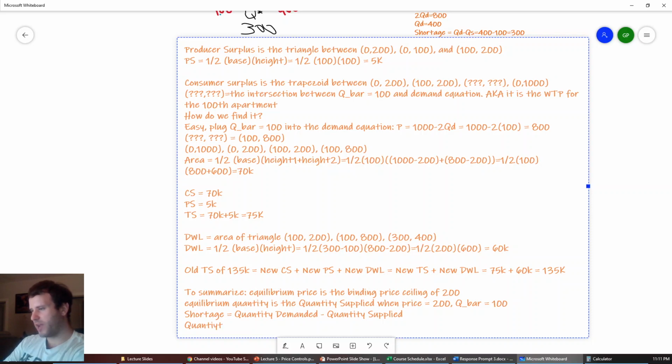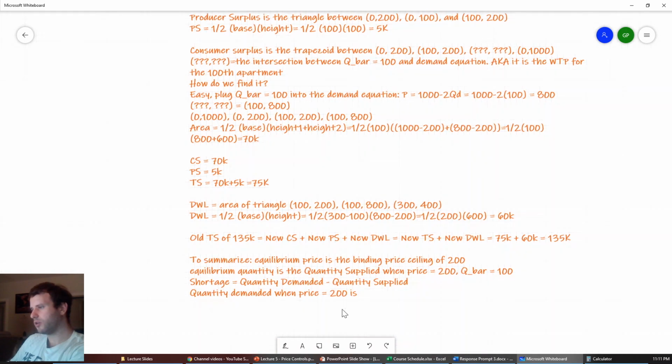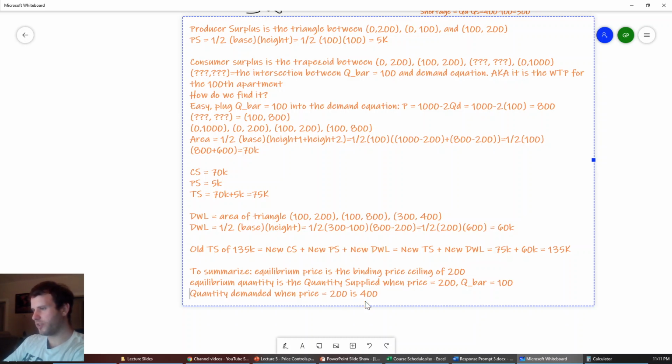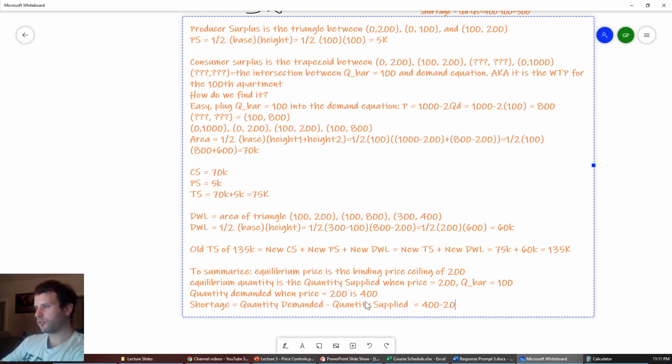But we didn't find quantity demanded. Quantity demanded when price equals 200 is... what did we say it was? 400? So let me take this one. I just want to move it down. I did this a little out of order, I'm sorry about that. Shortage equals 400 minus 100. 300 is your shortage.